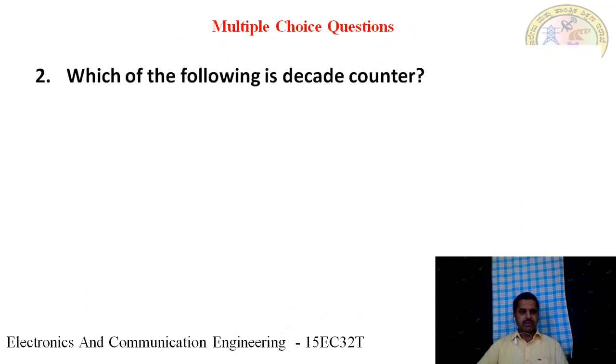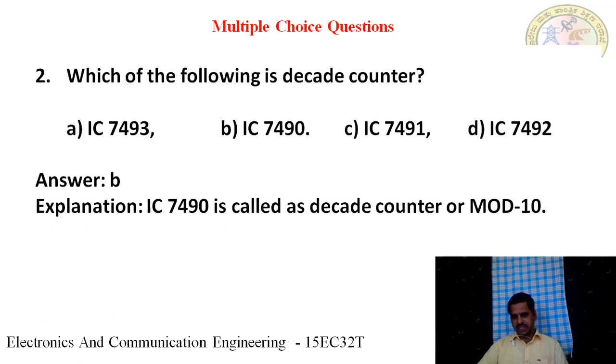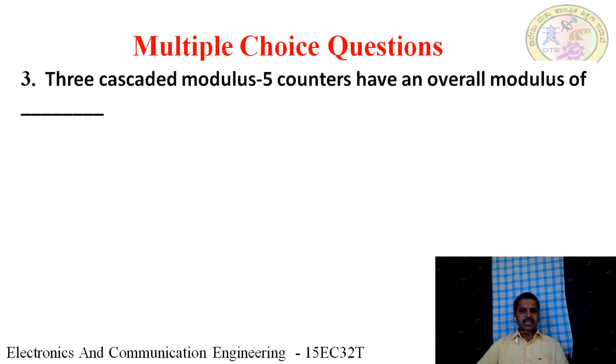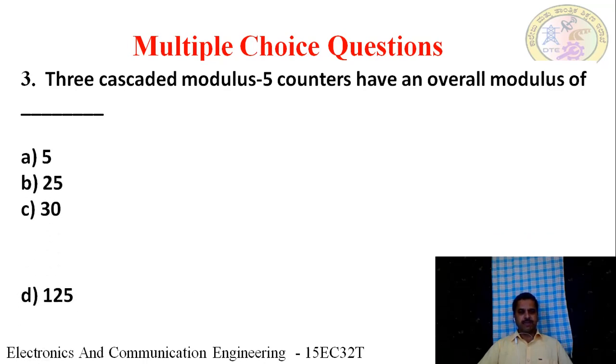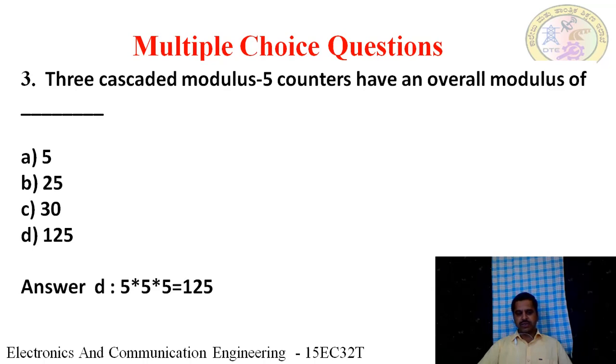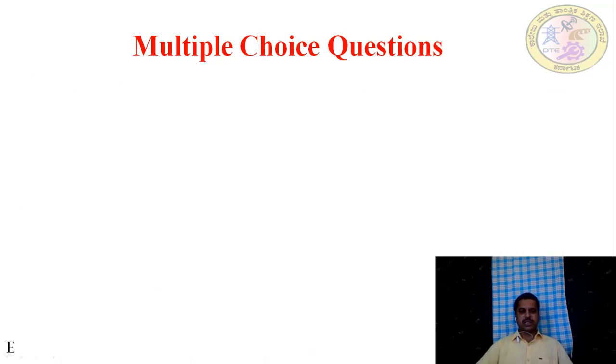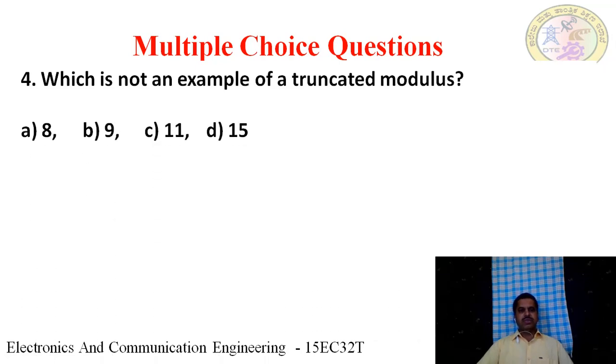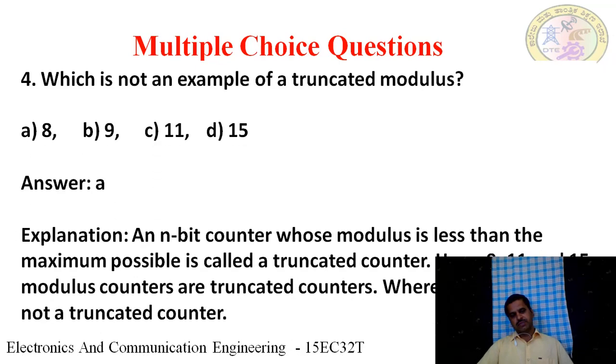Next question, which of the following is a decade counter? We have studied that 7490 is a decade counter. Three cascaded mod 5 counters have an overall modulus of what? You have to multiply 5 into 5 into 5, that is 125. Because the modulus of the counter, when cascaded, we have to multiply the modulus from section to section, or stage to stage. The answer is A.